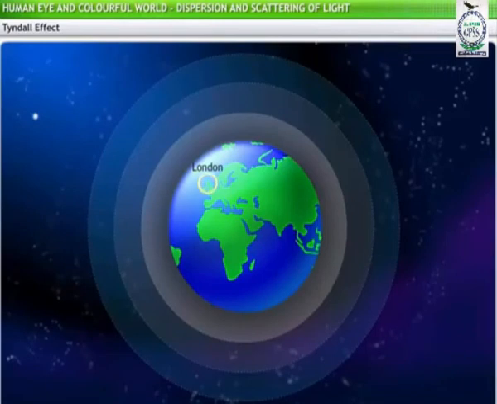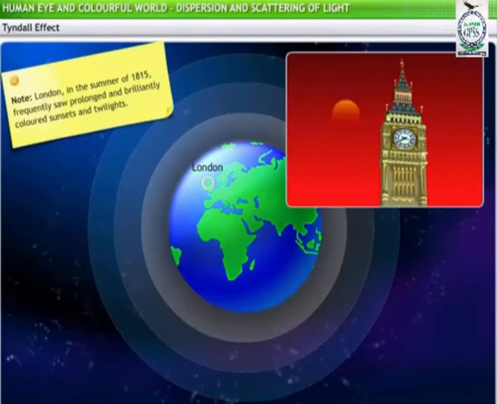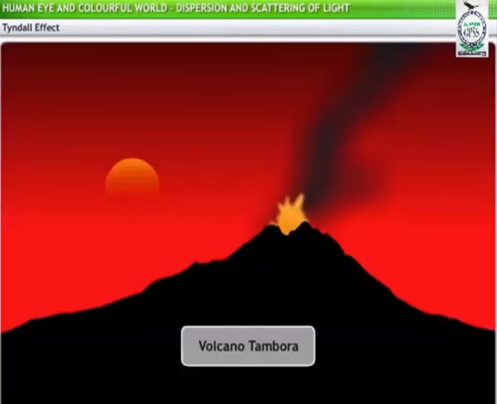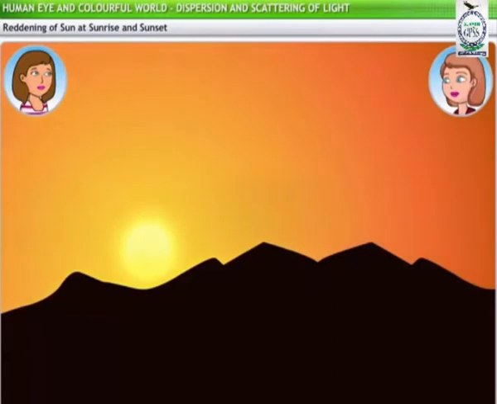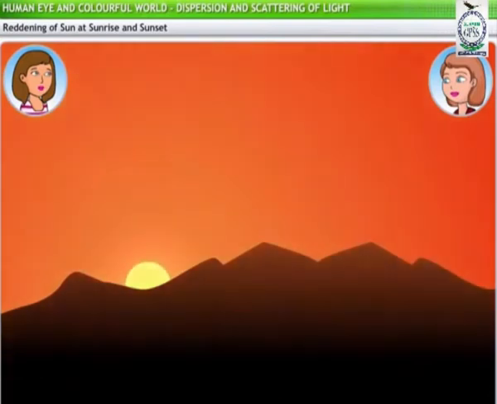In fact, here's an interesting incident related to the Tyndall effect. London, in the summer of 1815, frequently saw prolonged and brilliantly coloured sunsets and twilights. This was explained by the Tyndall scattering of sunlight by ash particles in the upper atmosphere. These ash particles were produced by the earlier eruption of the volcano Tambora. Now, look at this sunset. The sky has turned red. Wow! What a lovely sight!